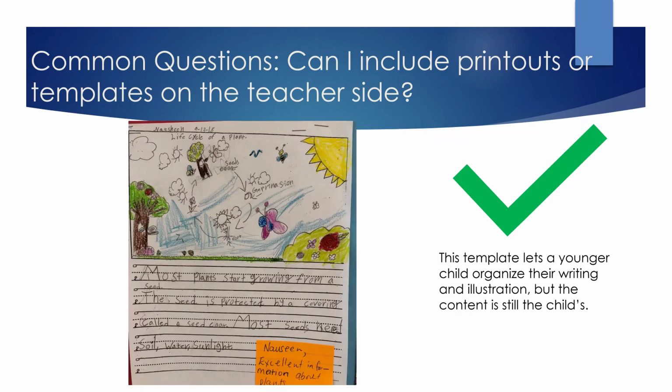This is another example of an appropriate use of a template for a younger child. The template allows for a large space for creative drawing and illustration of concepts and gives structured lines for students who are just learning how to write. But as you can see, all of the content is student-generated. The template simply makes it easier for the children to write and draw.